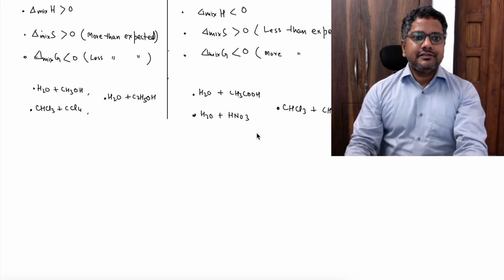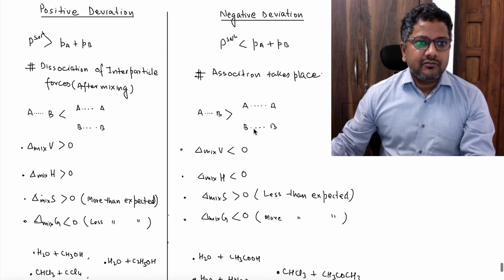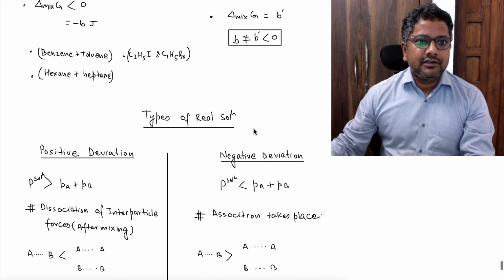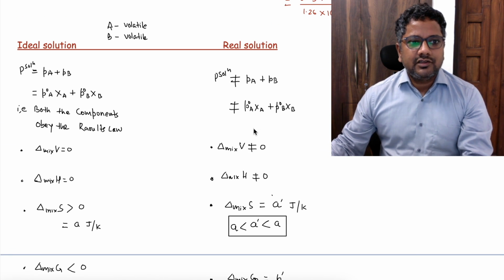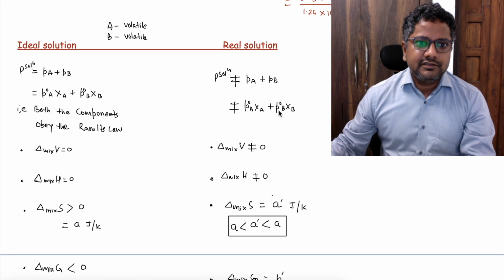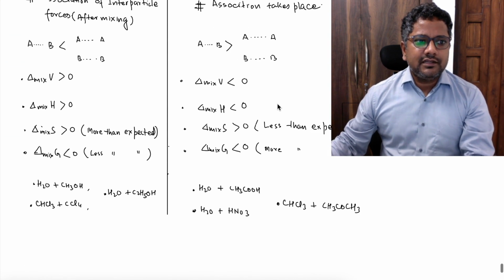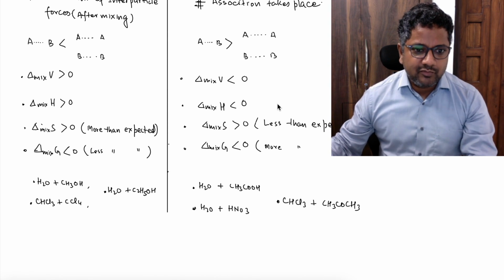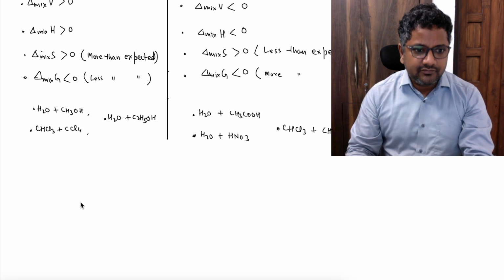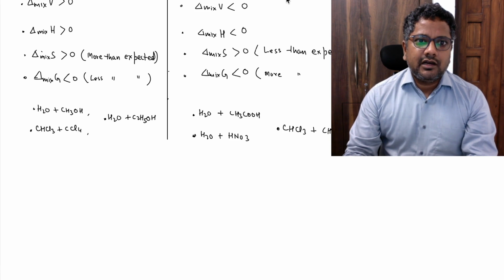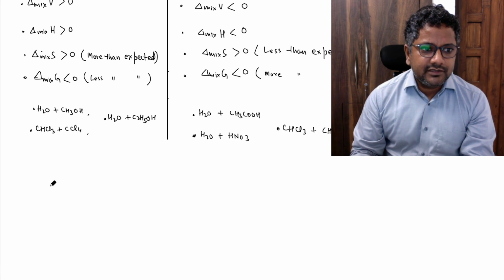Well, dear students, hopefully all of you are clear with the positive deviation and negative deviation from Raoult's law, right? And different examples, thermodynamics of solution, ideal solution, real solution, or non-ideal solution. You can say real solution or non-ideal solution, right? So, for an ideal solution, we can plot the vapor pressure versus composition curve for positive deviation and for negative deviation. The graph is almost the same with a little difference.